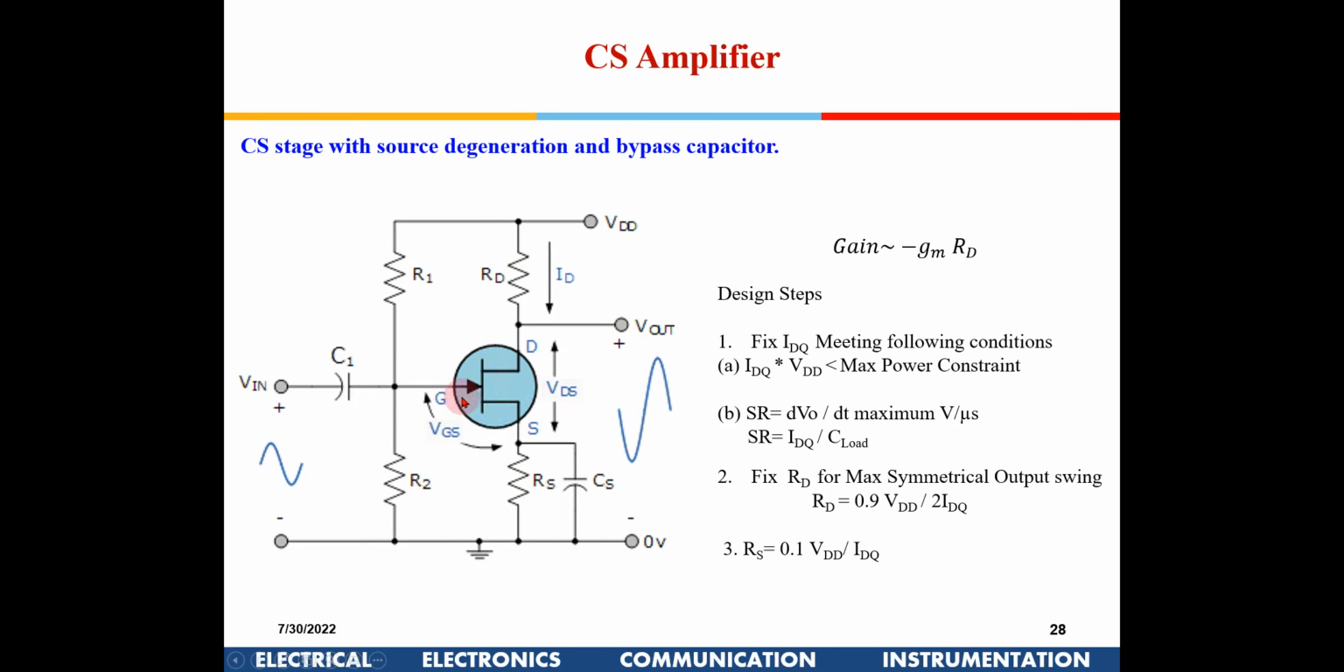Now, since I have put RD, how do we go about finding the values of R1, R2, RS, RD? First, the ID and these two conditions remain the same. Then to find RD, we will assume, since this is all hand calculation, that we allow 10% of VDD to be dropped across RS. If I am allowing 10% of VDD to be dropped across it, then RD will be 0.9 VDD divided by 2 into IQ. So this is how I fix the value of RD, because I am allowing 10% of VDD across RS.